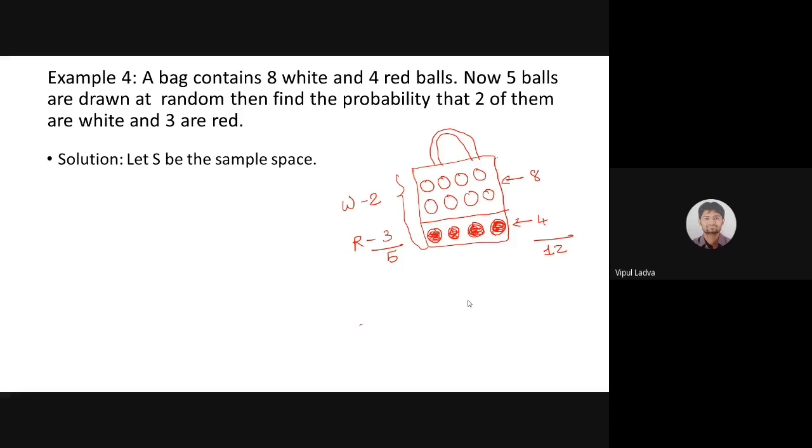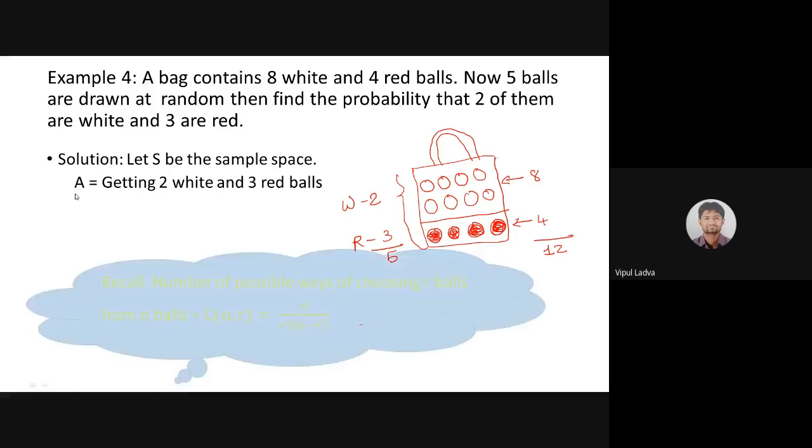Let S be the sample space for this event. And I'm labeling event A as getting 2 white balls and 3 red balls, for which we are looking for the probability. We are finding the probability that 2 of them are white and 3 are red. So we need 2 white balls and 3 red balls. That is event A, and we are looking for the probability of event A. For that, we need to have the sample space.